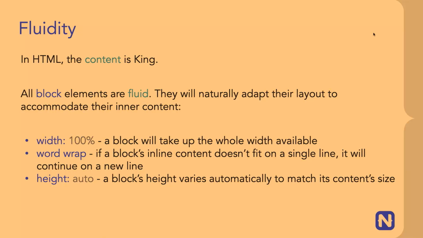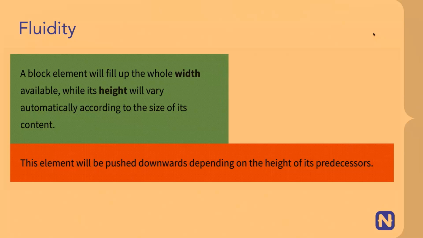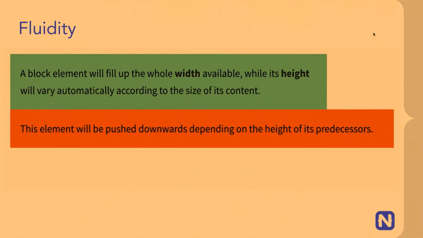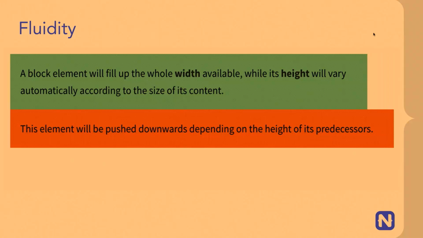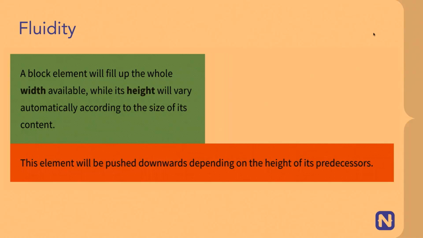Fluidity is basically how all block elements take the shape that we give them. So if we don't put any CSS to style them, their width is going to be 100%. Also, their inner content is going to wrap to the next line if it doesn't fit at the end of the first line, and the height is going to be enough to fit all the content, right? And this is how it looks. The green one, we can give a different width, and the inner content is going to vary. It's going to wrap to the next lines, so the height is going to increase, or vice versa.